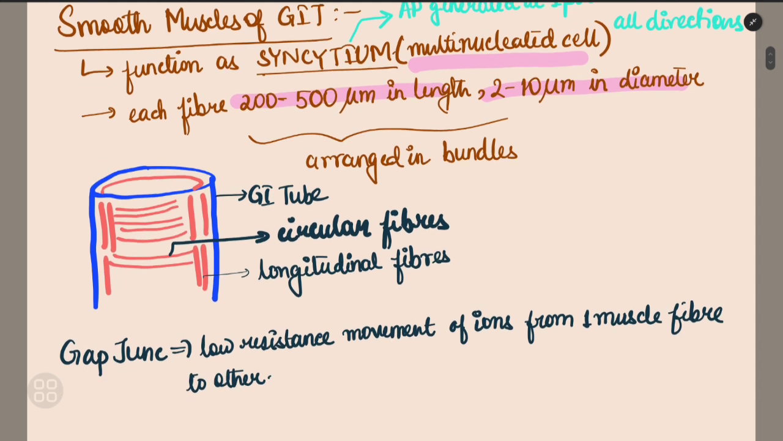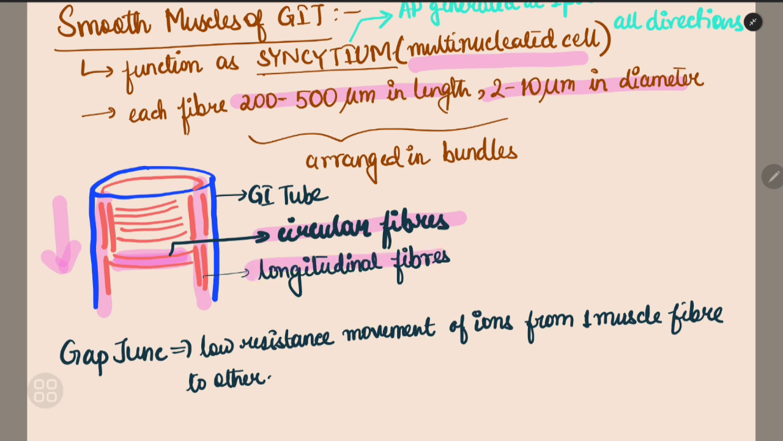So over here in the GIT, we are seeing that muscles are arranged in this fashion. If you see, this tube is placed vertically. These muscles are encircling this tube, as if. So they are basically the circular muscles. And we have longitudinal muscles also, which are arranged in these vertical patterns.